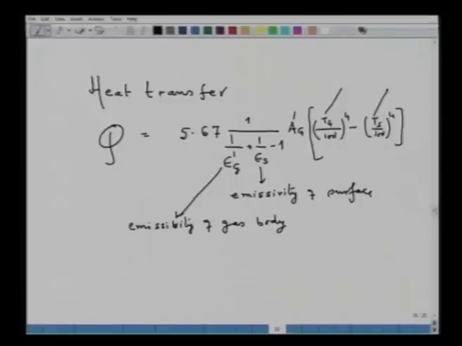Utilizing this expression, one can find out how much heat will be transferred from the products of combustion when it consists of CO2 and H2O. That is, you can find the rate of heat transfer, or rate of heat radiation, or radiative heat transfer from gas to the body. In the next lecture, I will be considering problems and their solutions using these expressions.